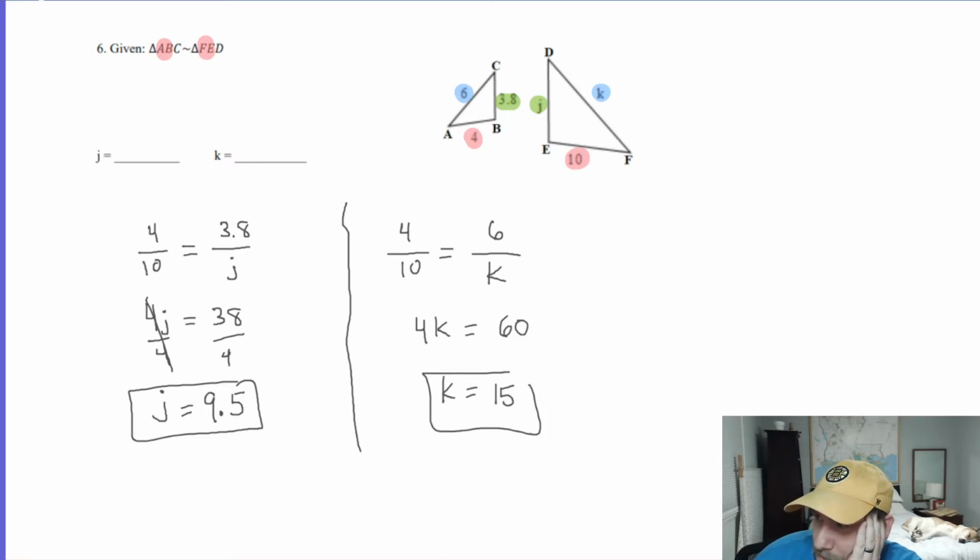And that's it. If I'm giving you guys lines to put your answer on, put your answers there, please. It helps me grade faster. This is 15. But there you go. That's 6.